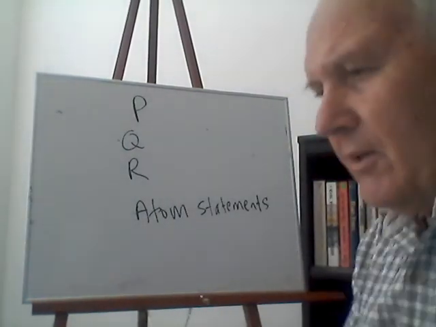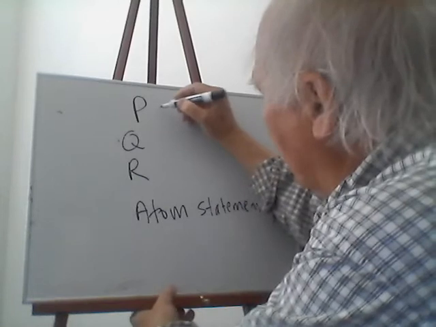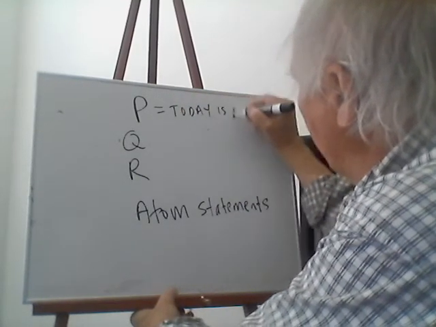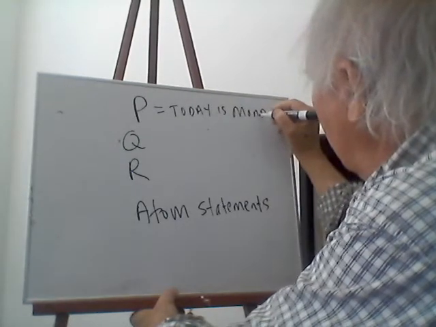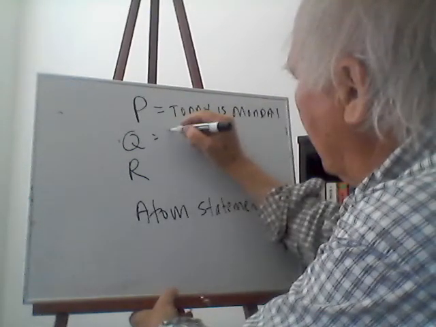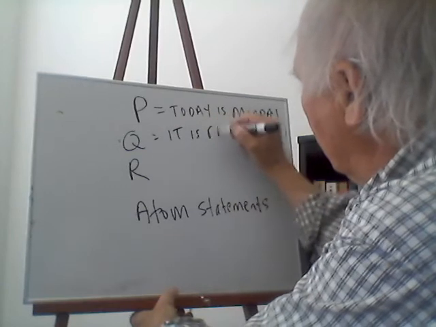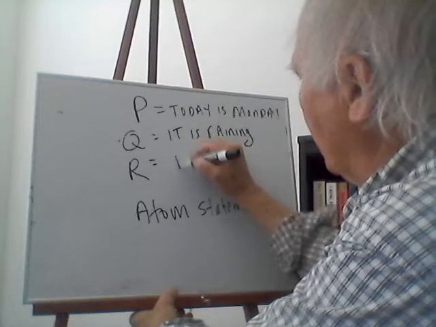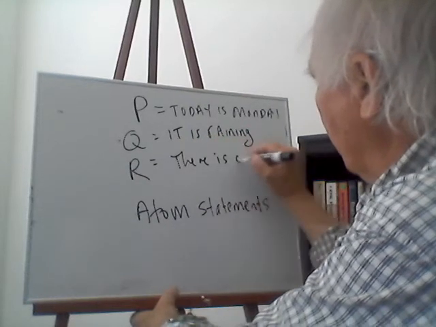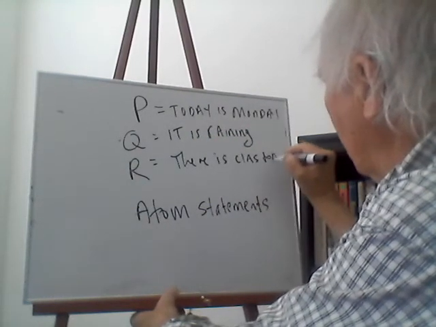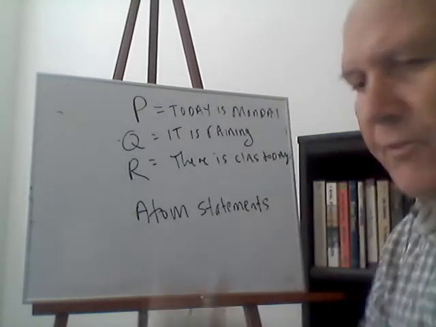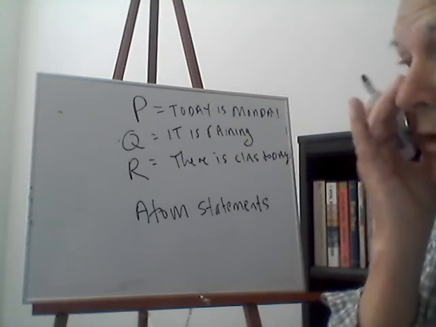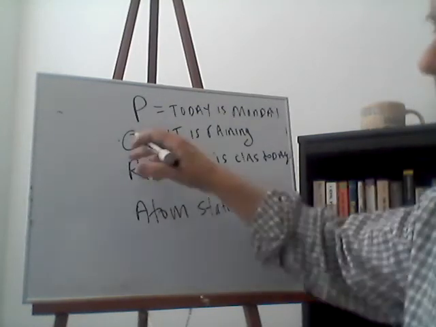They stand for simple statements. For example, I can say P equals today is Monday. Let's say Q stands for it is raining. And R is there is class today, referring to you being in school and having a class. These are the simplest statements in propositional logic, P, Q, and R.